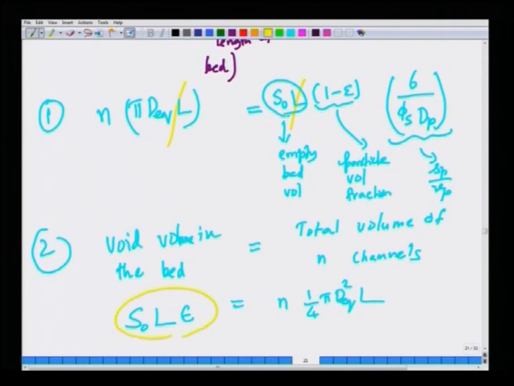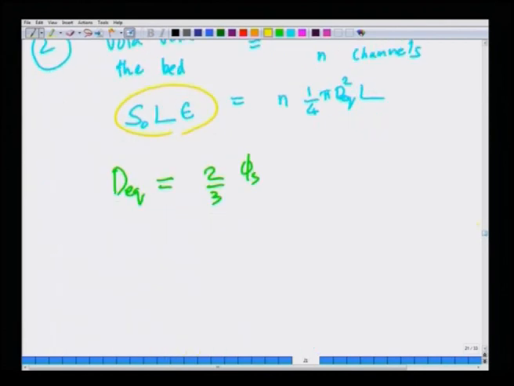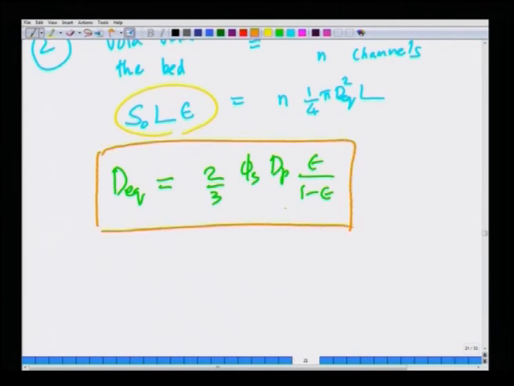Instead of S naught L, you substitute n times 1 by 4 pi d squared L divided by epsilon out here, and then eliminate for D equivalent. So, we will get 2 by 3 phi s dP times epsilon by 1 minus epsilon. So, this is the equivalent diameter of the various tubes based on the nature of the geometry of the particle dimension and the porosity of the bed.